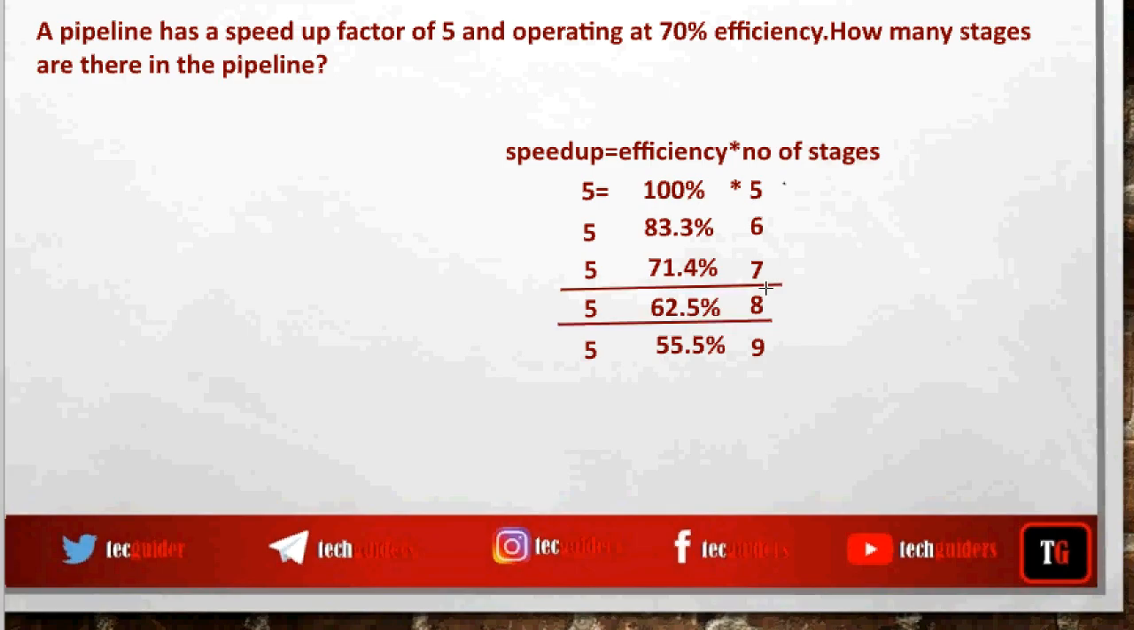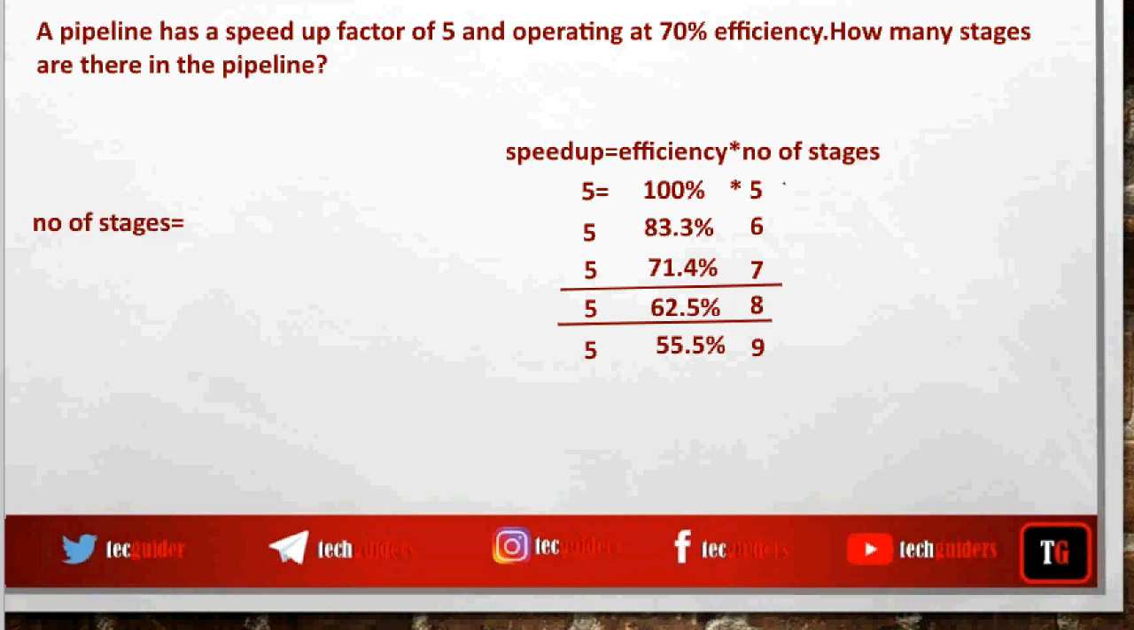Now we can see from M equals 7 onwards to 5, the efficiency of the system goes above 71.4%, and from M equals 9 onwards, the efficiency goes below 55.5%. It means our answer is 8.